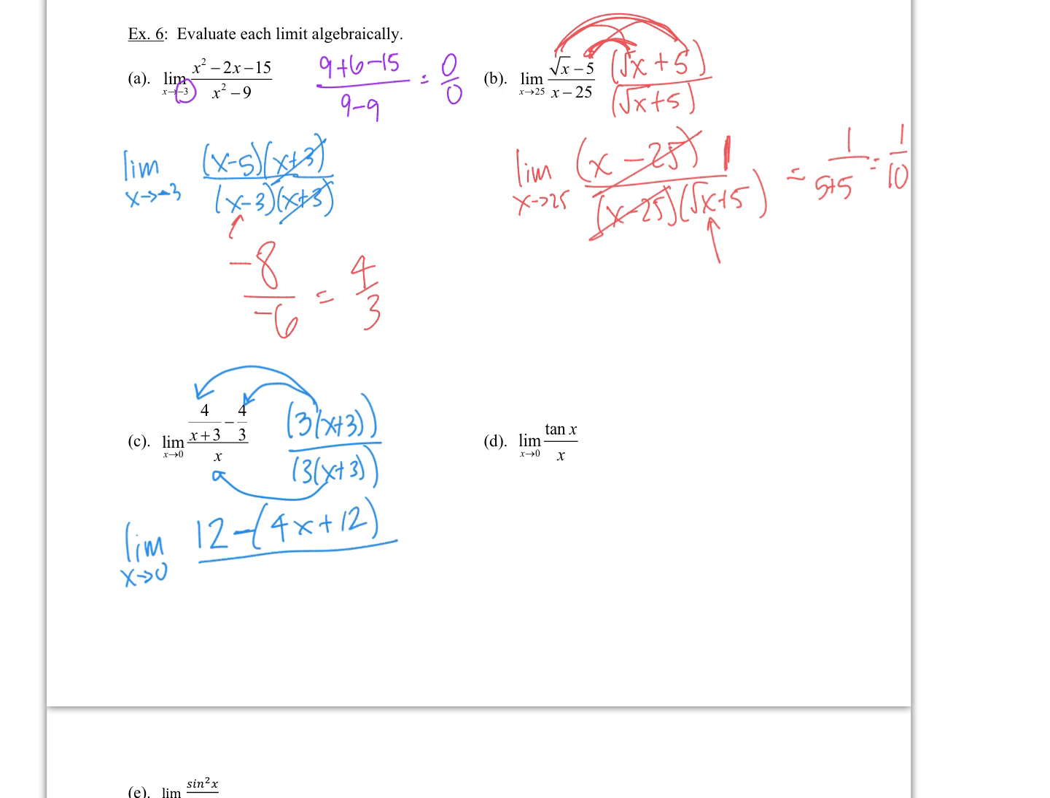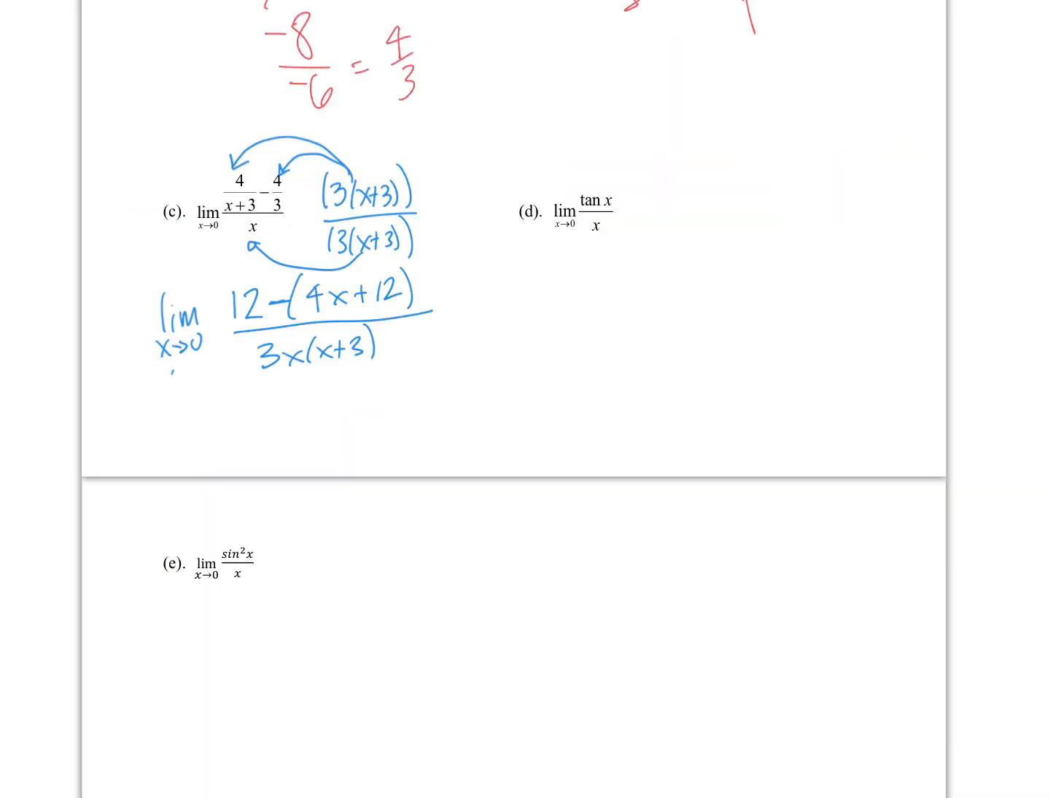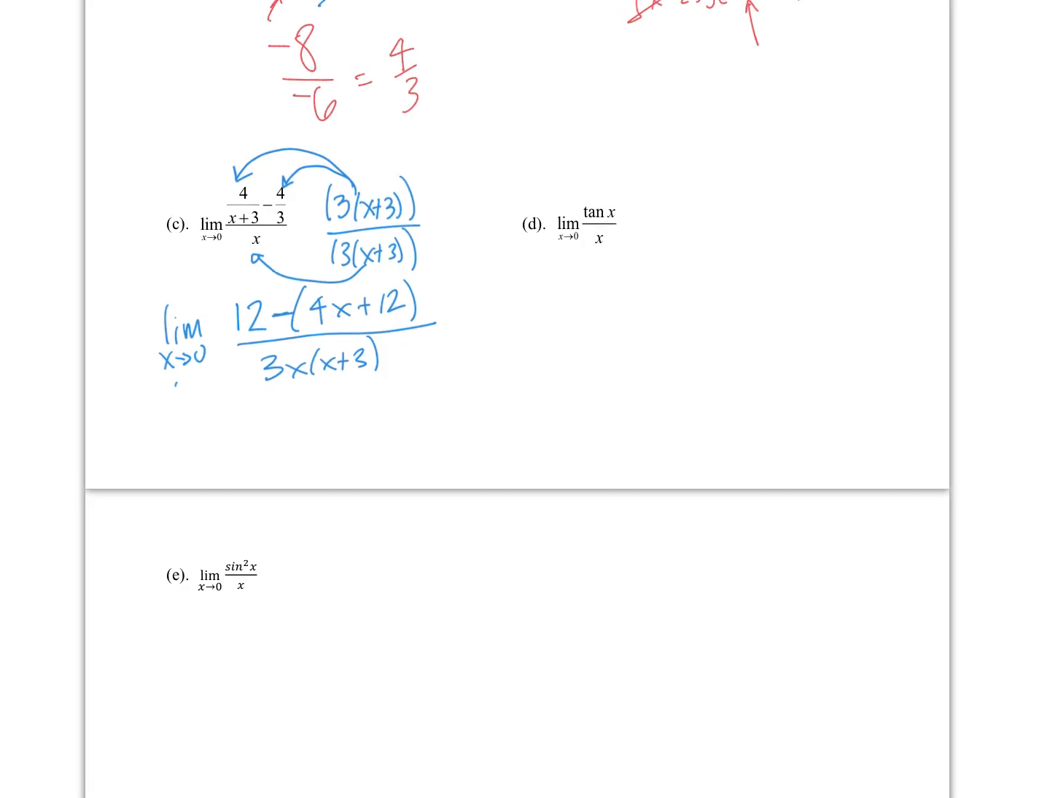And then in the denominator, nothing cancels. So I have 3x times x plus 3. Now let me simplify that. So now I've got the limit as x approaches 0. Let's see, if I distribute, my 12s are going to disappear. So negative 4x over 3x times x plus 3. And then this x and this x cancel out. So now when I go to do direct substitution, this limit equals negative 4/9.